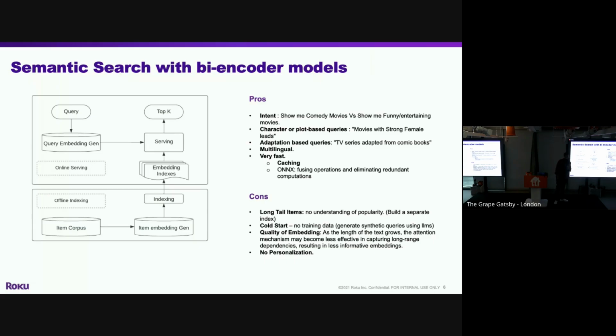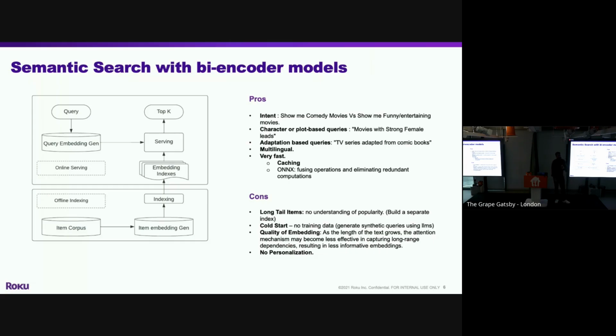So how was it helpful at Roku? We were able to handle queries like show me funny movies, which are sort of synonyms. We're able to do character and plot-based queries, like movies with strong female leads, or TV series adapted from comic books. It is very fast for us. We use ONNX plus some GPU optimizations. I would say around 30 to 40 milliseconds is the latency.